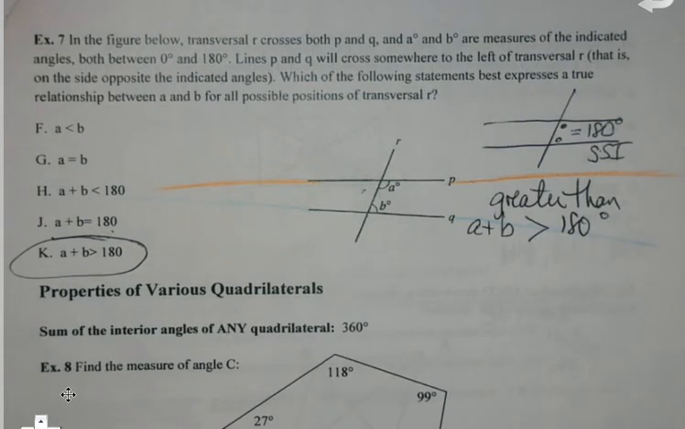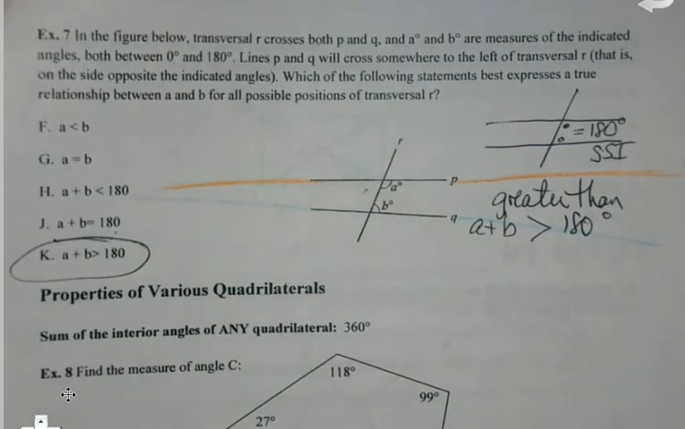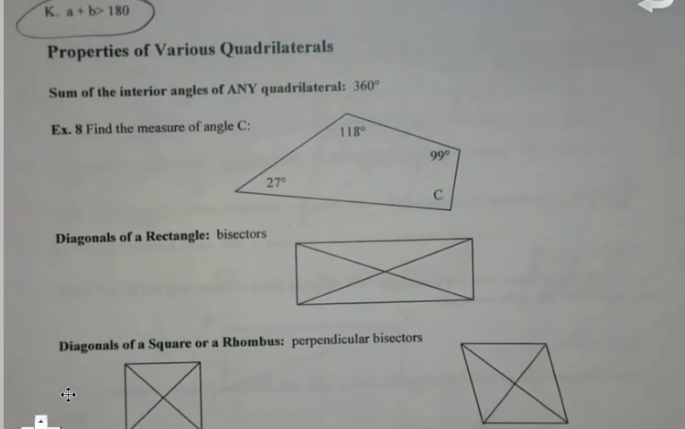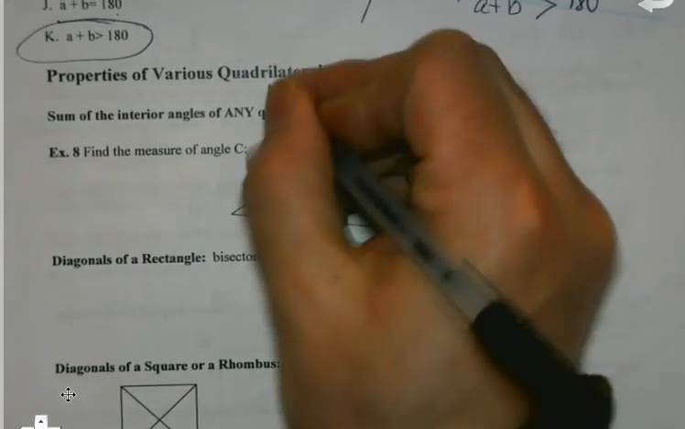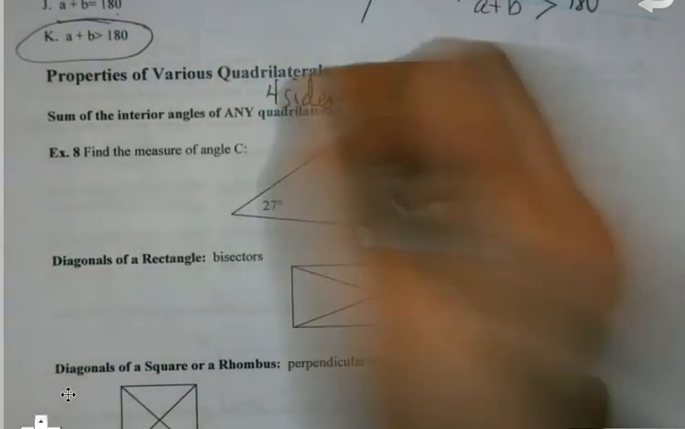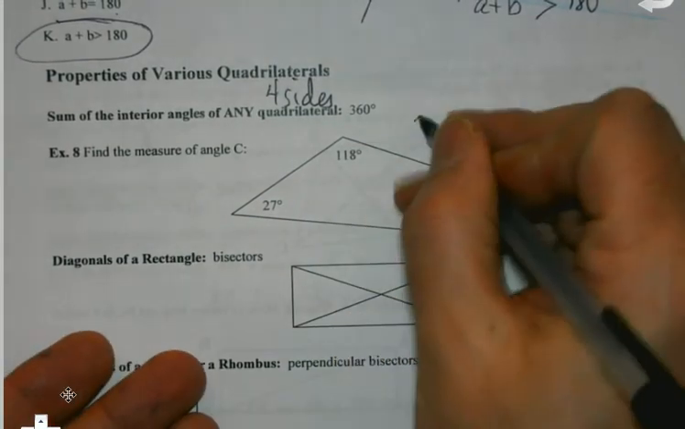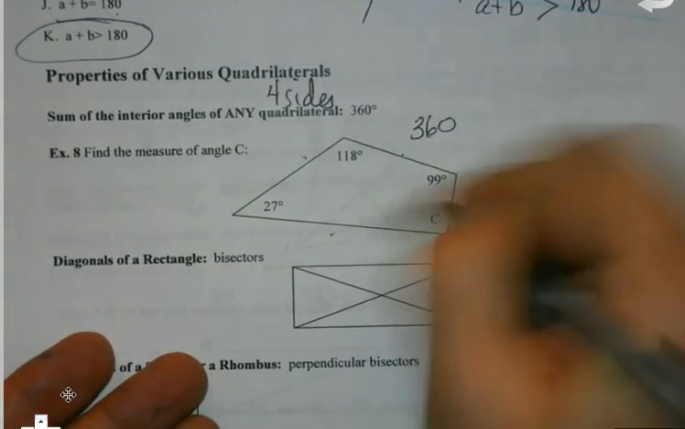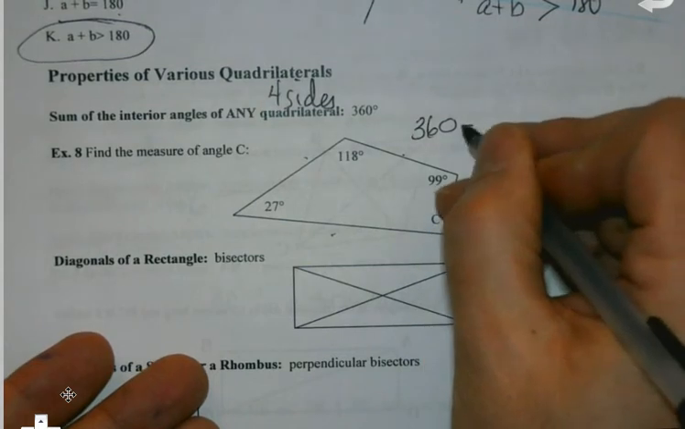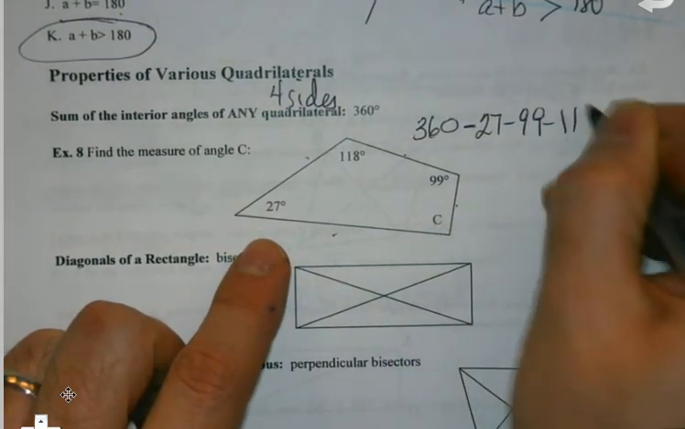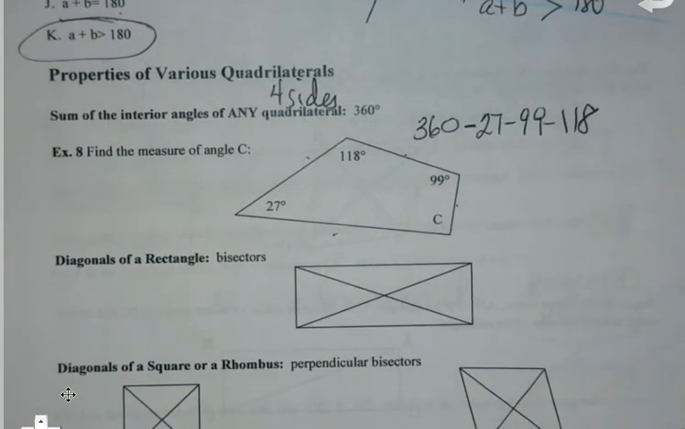And finally, quadrilaterals. We're going to keep life kind of simple here. The sum of the interior angles of any quadrilateral, 4 sides, is 360. And we'll talk about some of the other shapes and figures tomorrow. So to find the measure of angle C, it's a quadrilateral, 4 sides. I'm going to take 360, and I would just subtract the other angles that are there.